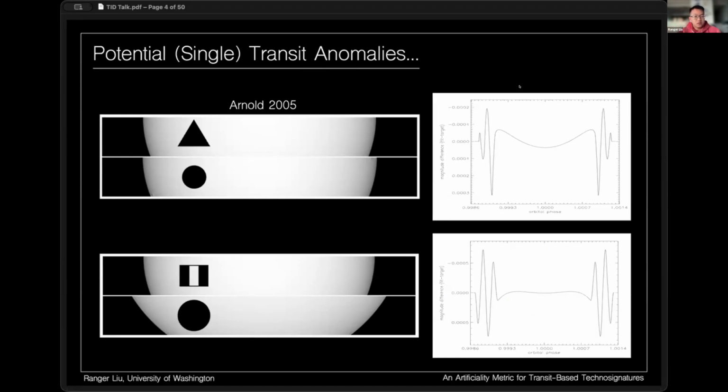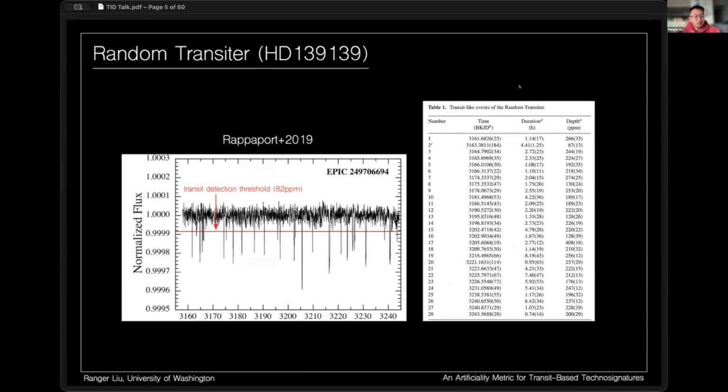But if you consider instead anomalies of multiple transits, we do have this odd case of the random transitor HD 139139, which is found in K2 data. Rappaport et al. 2019 reported this as having 28 transit-like events that followed no apparent periodicity. So here the anomaly is coming from the pattern of multiple transits rather than the geometry of a single transit. This is what we're interested in: the potential for artificial patterns of transits where any single transit looks kind of normal, but the overall pattern is quite strange.